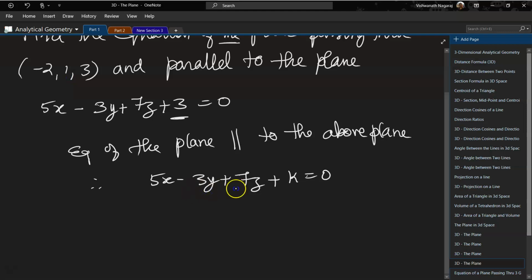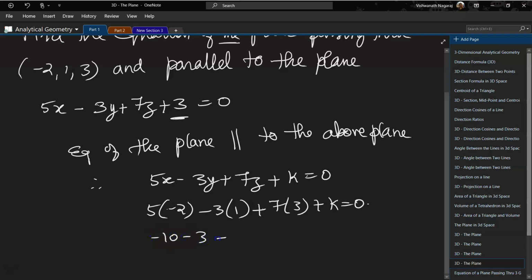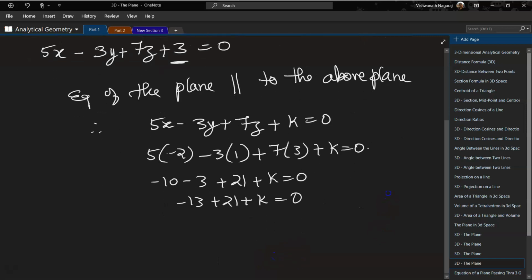So let's substitute these points in this equation. So 5 times -2 minus 3 times 1 plus 7 times 3 plus k is equal to 0. Minus 10 minus 3 plus 21 plus k is equal to 0. Which means minus 13 plus 21 plus k is equal to 0. Which means 21 minus 13 is 8. 8 plus k equal to 0. That means k is equal to minus 8.